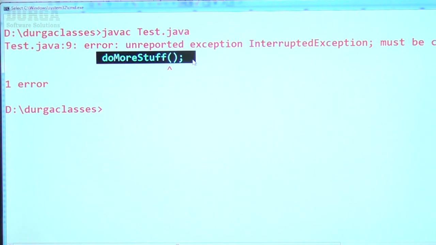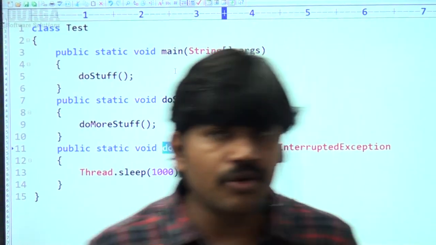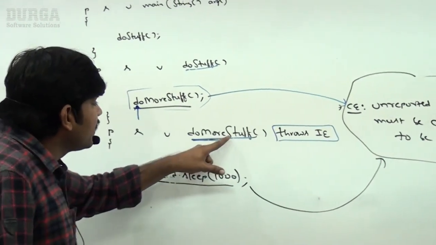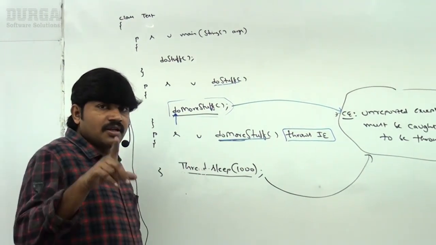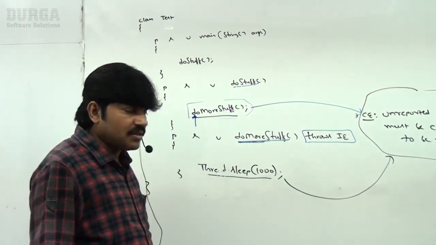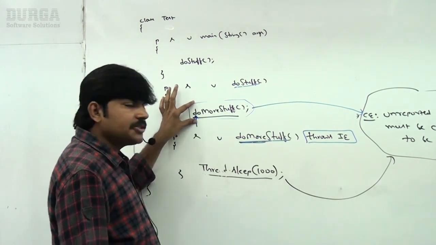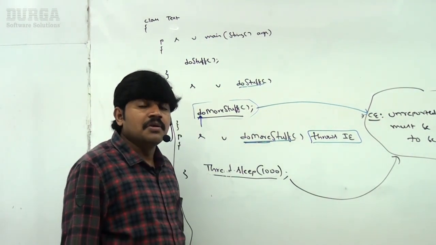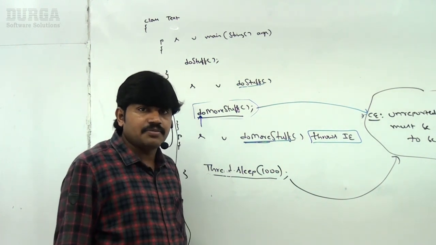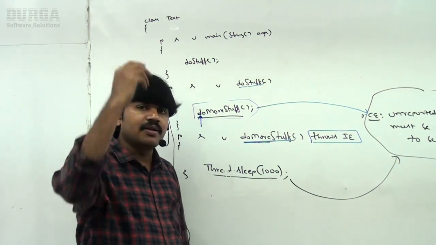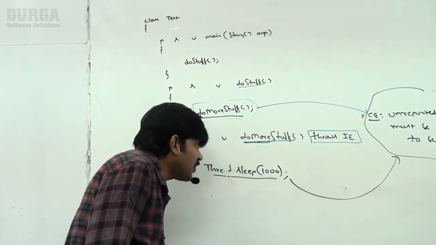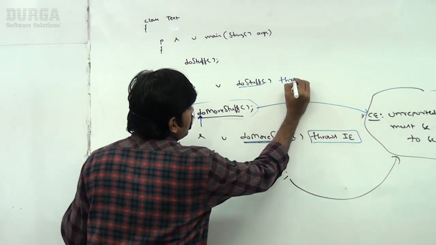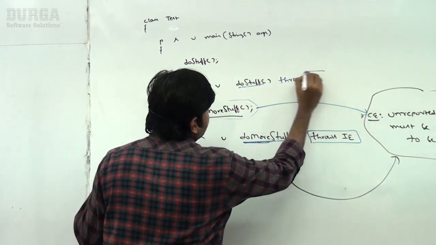Like this we are getting, sir. So in our scenario, who is delegating here? Do more stuff delegated to do stuff. Now do stuff has two options, sir. One option, use a try catch, then the problem will be solved. But what is do stuff going to do? Hey, someone delegated the exception, why do I have to handle? I will delegate to my caller, like this, do stuff also keeps throws InterruptedException.